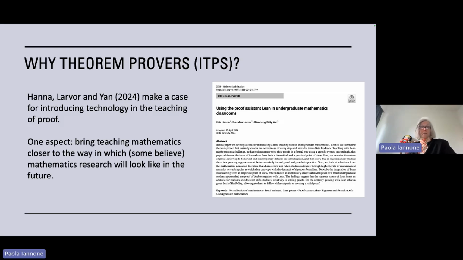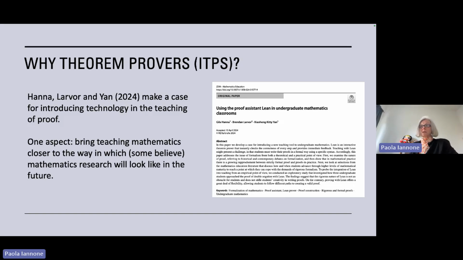Gilana and her collaborators, Larvor and Jan, make a very good case in this paper for why we did need to introduce technology in the teaching of proof. And one of the points that they flag up is that at the moment we teach mathematics in a way that has nothing to do with the process of doing mathematics. And this is a problem for the students.